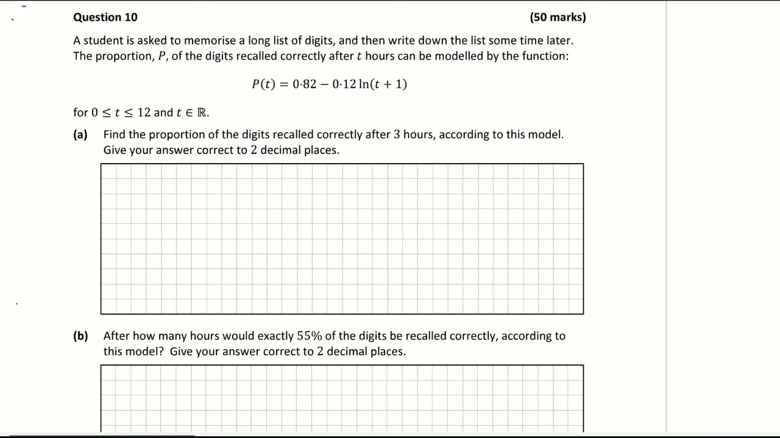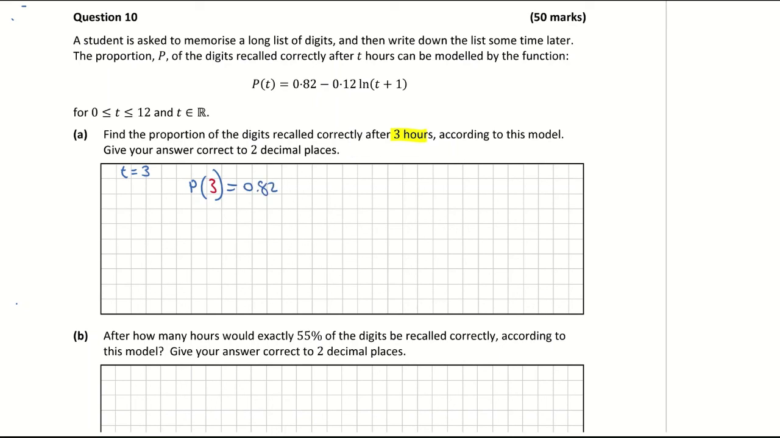Question 10a, find the proportion of the digits recalled correctly after 3 hours according to this model. Give your answer correct to 2 decimal points. So what this question wants us to solve for is basically when time is equal to 3. So t stands for hours. They want it after 3 hours. So I'm subbing in 3 for t into my function. So everywhere I have a t, I'm basically subbing in a 3. So I'm basically finding p of 3.